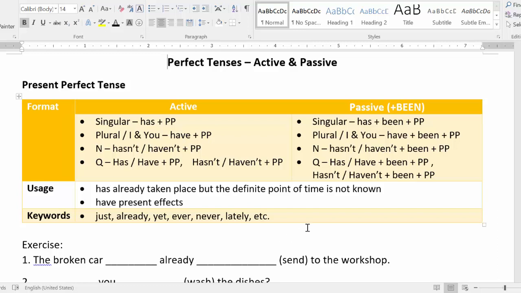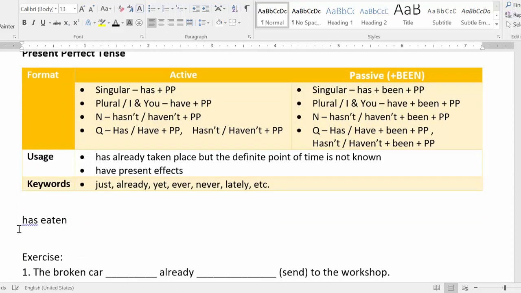So here, as I told you, for passive we should use be plus pp. For present perfect tense, our original format is has, have plus pp, right? So our main verb is at the back, the pp. For example, has eaten. Our main verb here is eaten. So we should change our main verb eaten to be plus pp, according to the format as I said just now.